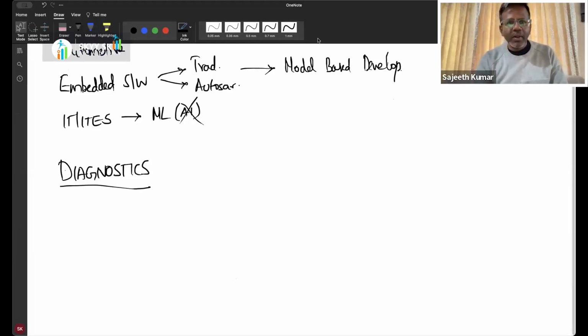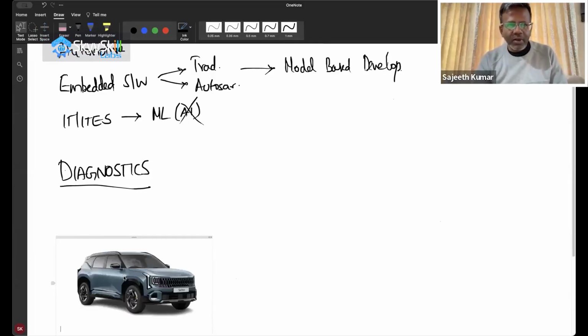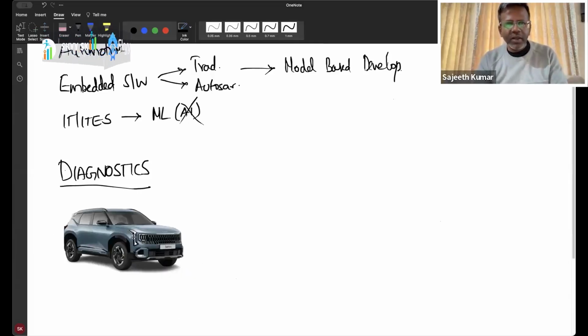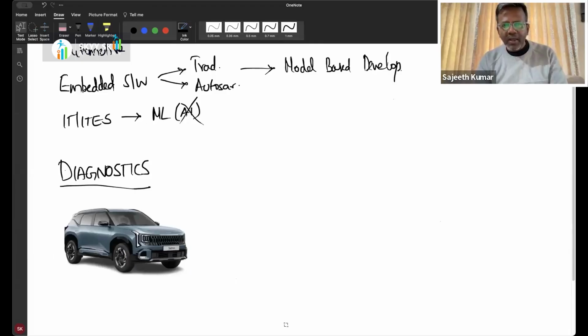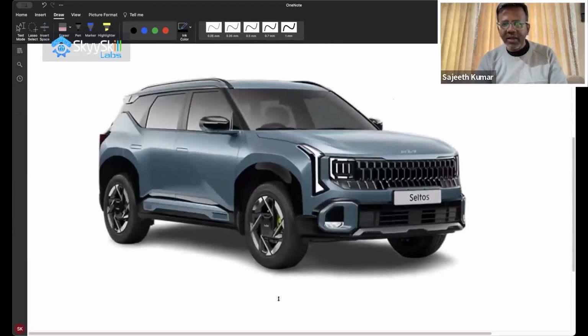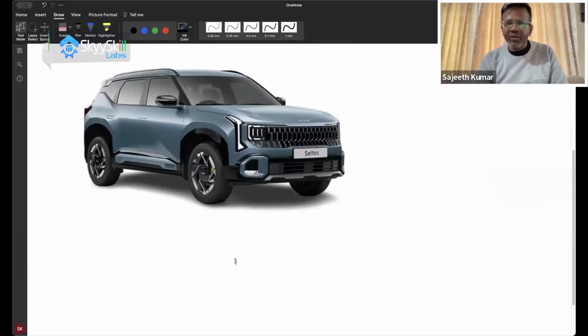I want you to look at this particular image that I put out here, right? It's not exactly a very expensive car or something, right?